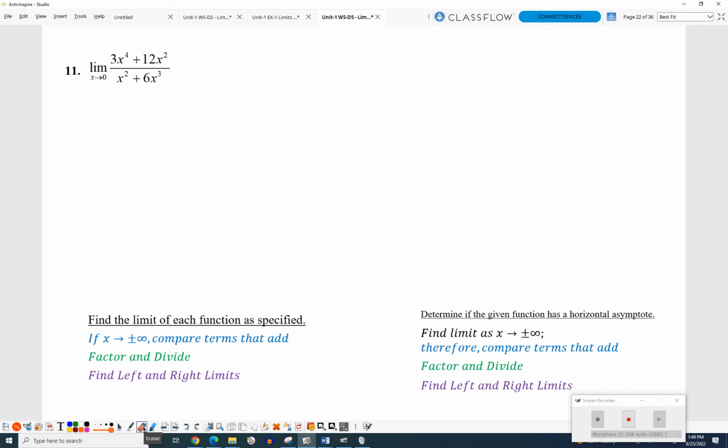We're supposed to, again, find the limit as x approaches 0. So we're not going to do the blue step. We're going to do the green step. So factor and divide. Hands up if you can tell what factors out. What do we factor this time? Luke? X squared. Nicely done.